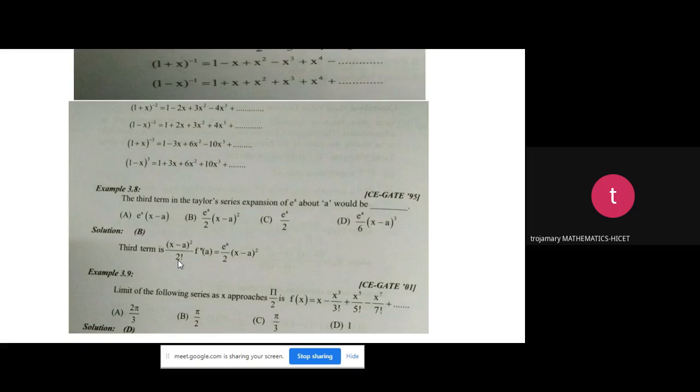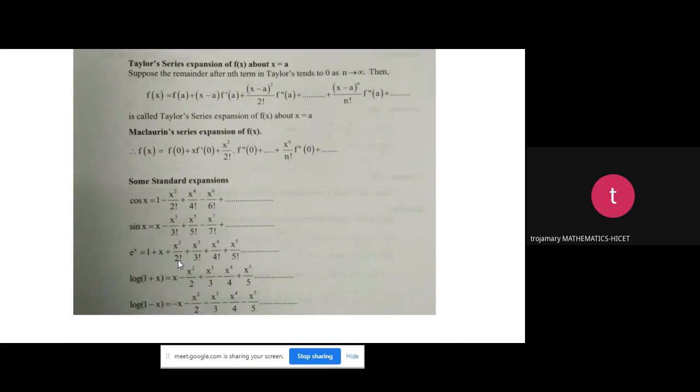Now look at one more problem. The third term in the Taylor series expansion of e power x about a would be, what's the answer? So you have to find the Taylor series expansion of e power x at x equal to a. You know the formula. Taylor series expansion is f of x equal to f of a plus x minus a f dash of a plus x minus a the whole squared by 2 factorial f double dash of a plus etc.